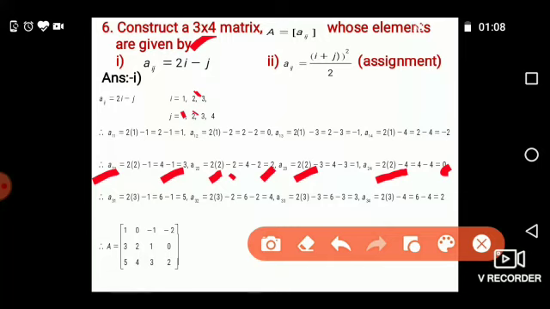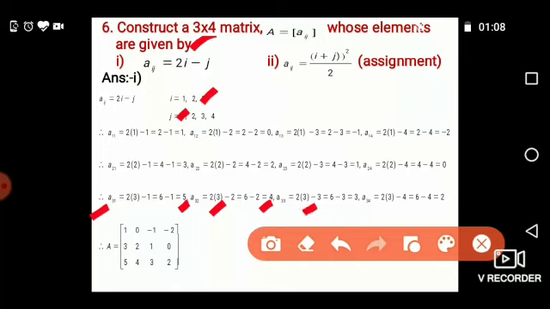The final row of the same matrix A, i is 3, j is 1. We'll get an element A31. We'll get 5. I is 3, j is 2. We'll get an element 4. I is 3, j is 3. We'll get an element 3. And finally, i is 3, j is 4. We'll get an element 6 minus 4 is equal to 2.